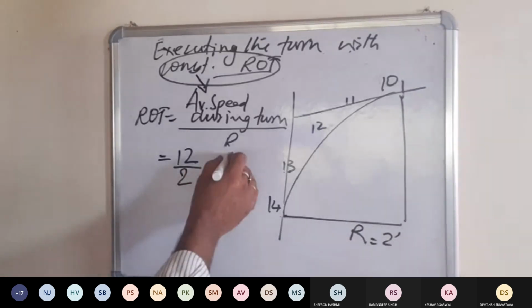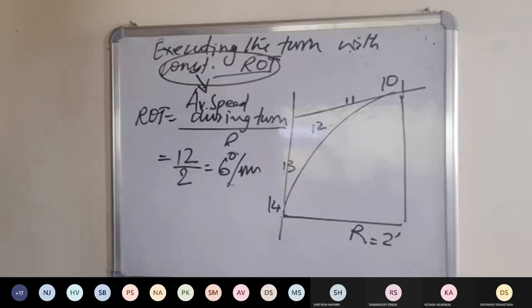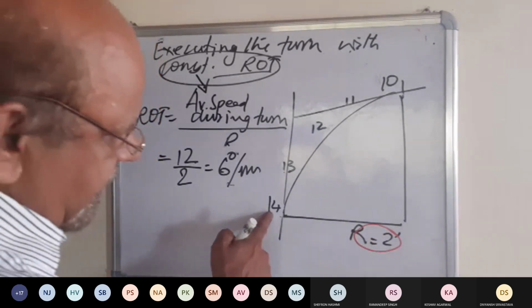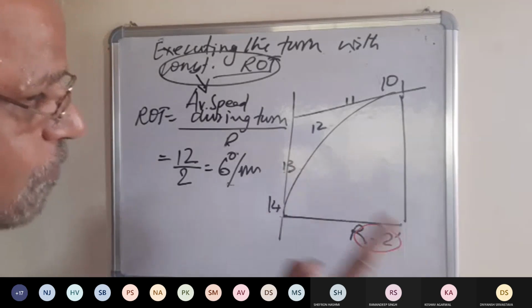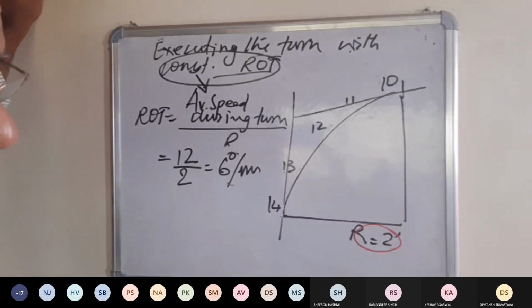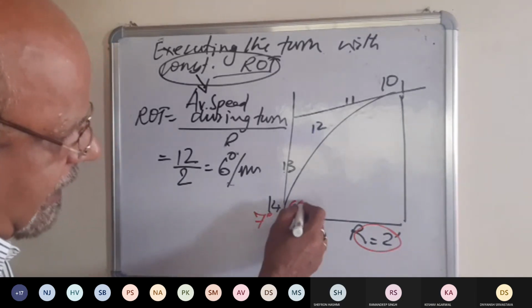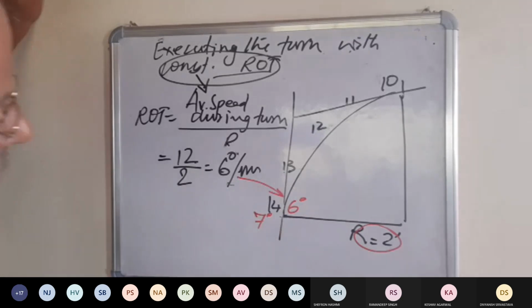So how much is the ROT? 6 degrees per minute. Is that okay? Yes, sir. Now, very important thing to note. To maintain 2 miles of radius for 14 knots of speed, how much ROT should have been? 7. Required was 7 degrees, but how much are you giving? 6.